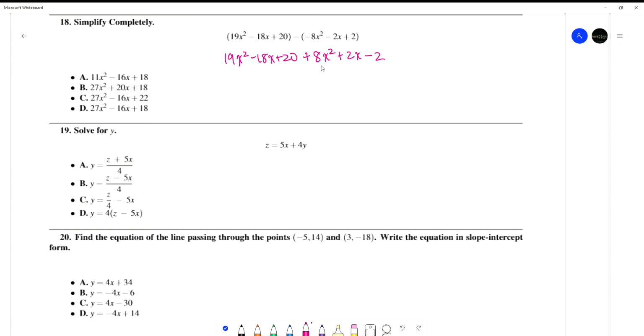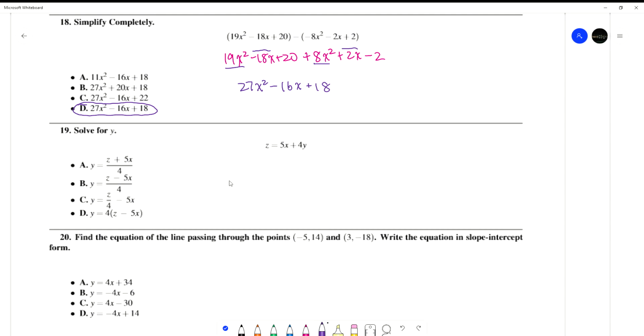So 19x squared plus 8x squared, right? As you can see, these are the like terms. We get 27x squared. And then the next like term is negative 18x plus 2x. So that's minus 16x. And then lastly, 20 minus 2 is minus 18. And as you can, I'm sorry, this is plus 18. And as you can see here, 27x squared minus 16x plus 18, that's D. Any questions? All right.